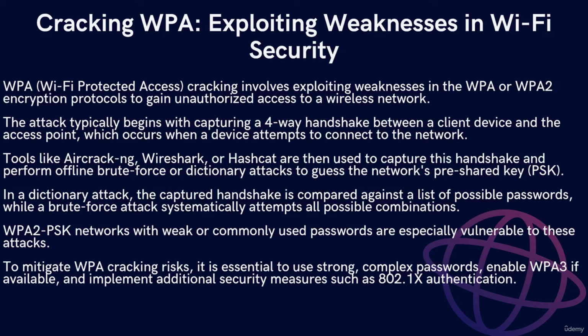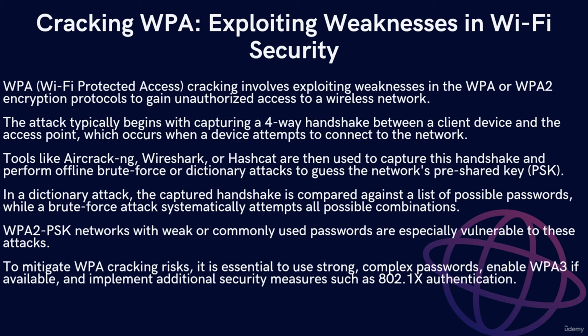Welcome. In this lecture, let us take a look at cracking WPA, exploiting weaknesses in Wi-Fi security. WPA, Wi-Fi Protected Access cracking, involves exploiting weaknesses in the WPA or WPA2 encryption protocols to gain unauthorized access to a wireless network. The attack typically begins with capturing a four-way handshake between a client device and the access point, which occurs when a device attempts to connect to the network. Tools like Aircrack-ng, Wireshark, or Hashcat are then used to capture this handshake and perform offline brute force or dictionary attacks to guess the network's pre-shared key, which is called PSK.